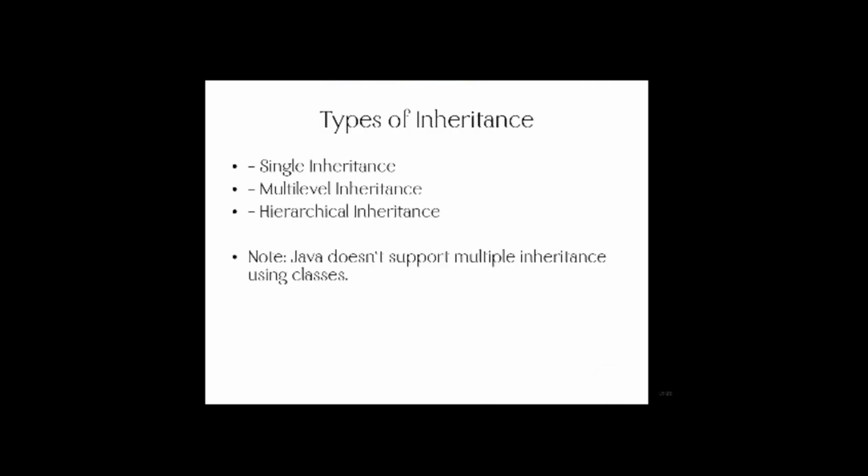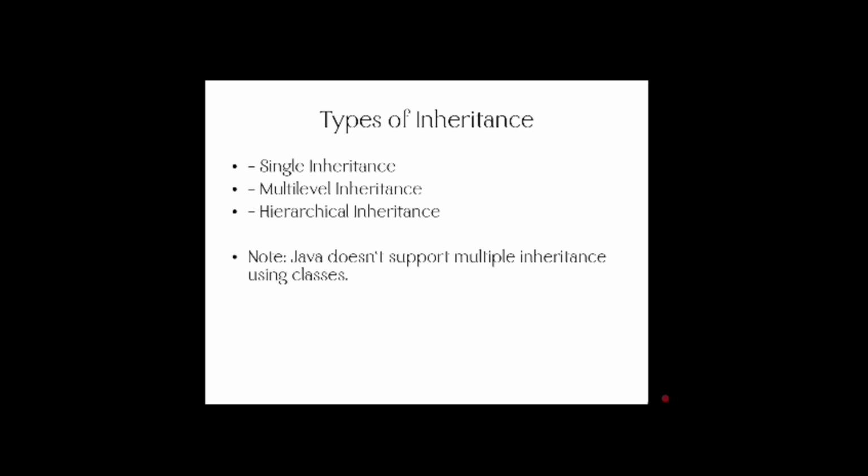Then the third one is hierarchical inheritance. Hierarchical inheritance in Java occurs when one base class, that is superclass, is inherited by multiple classes. In this type of inheritance, all the features that are common in child classes are included in the base class. This way, the code becomes more manageable and reusable.